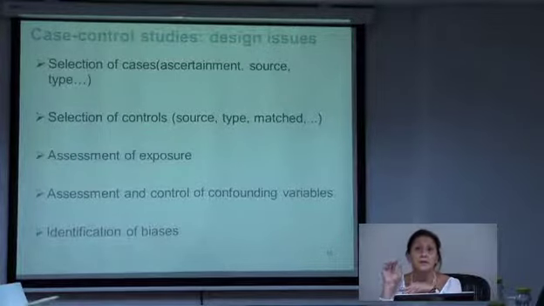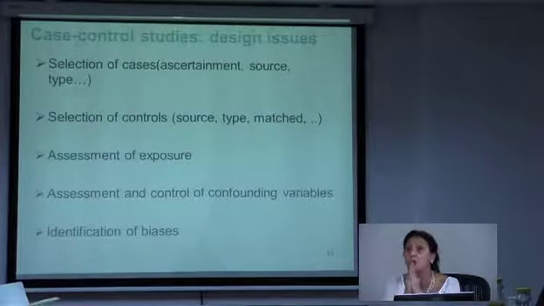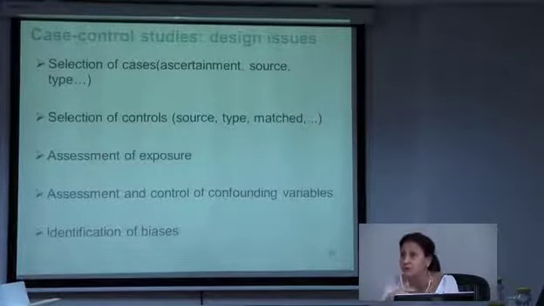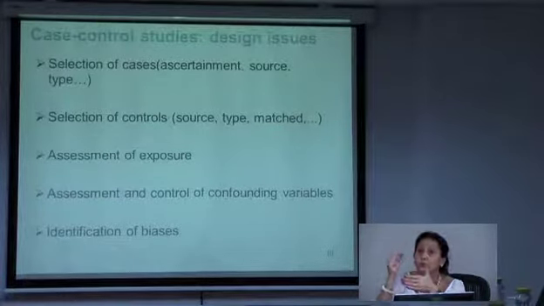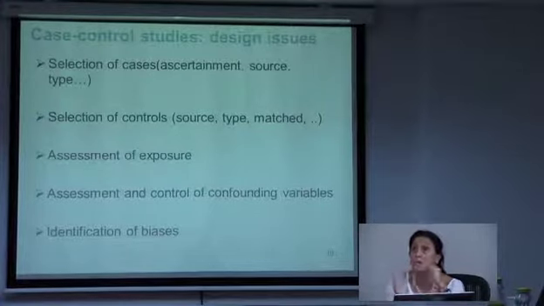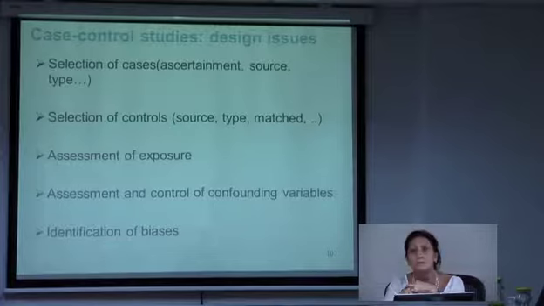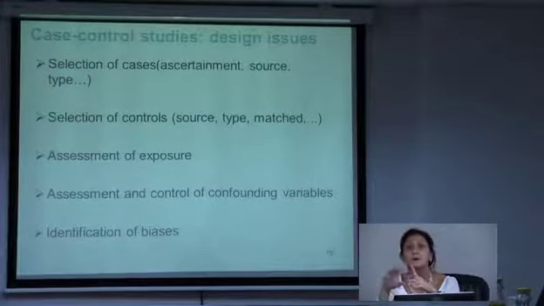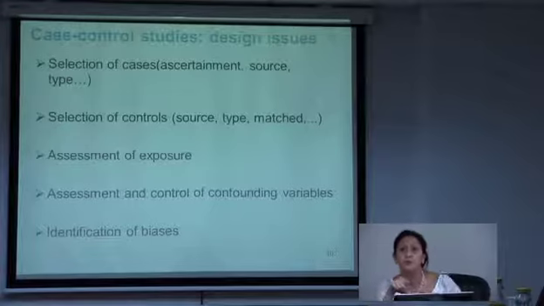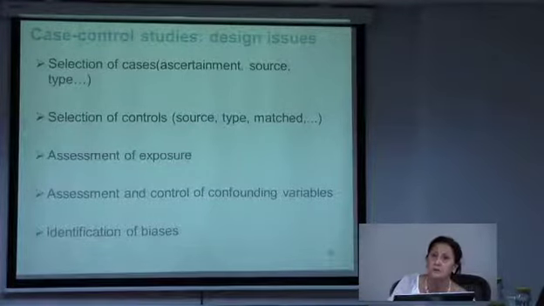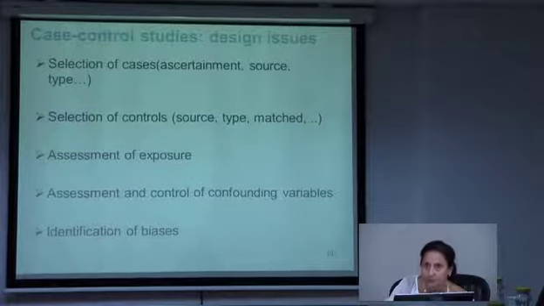As I told you, we're going to look at the design issues and analysis issues. The design issues are things that you have to keep in mind if you want to design or contribute to the design of a case control study with a researcher, or as you are reading a case control study, you have to look into these specific elements. These are elements that are like a map for you. So you have to look at selection of cases, where they're coming from, how they are defined, selection of controls, who are the controls, where they are coming from, assessment of exposure, assessment of control and confounding, and identification of biases. And I'm going to go over each one of them.